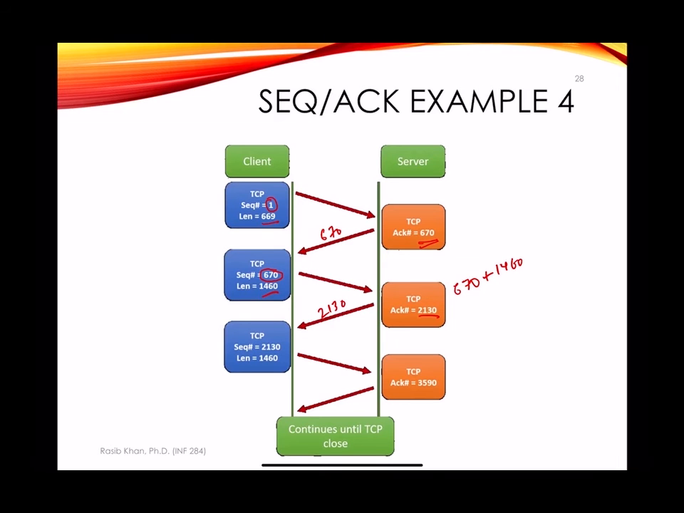So now the client must start the next segment with the sequence number 2130. And in this case, the length of the segment is again 1460 bytes. The server receives it, then takes the sequence number it just received, adds it to the number of bytes that was received, and then sends it back to the sender. And this continues until the TCP connection is closed.